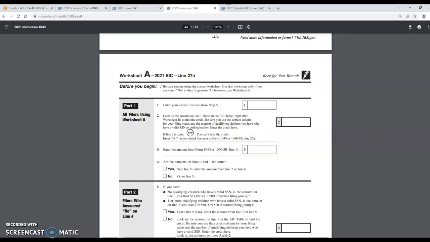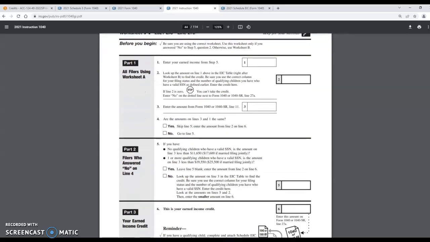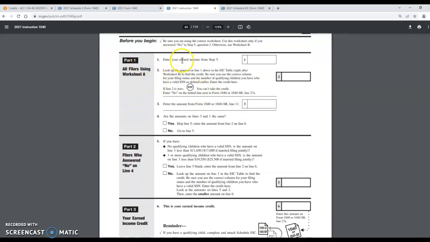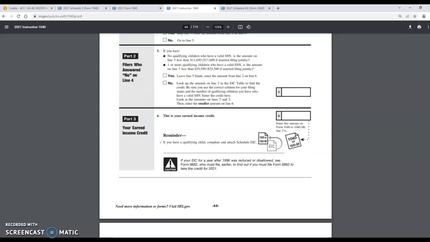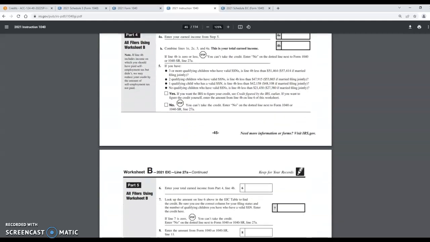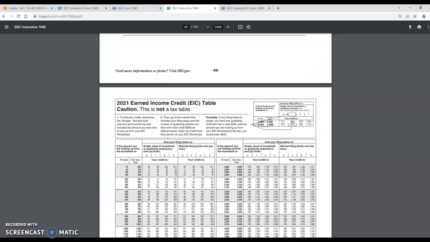So Worksheet A is just one page. It's fairly straightforward. Okay? Line 1, enter your earned income from step 5, which we said was the wages. That's $30,000. Line 2, look up the amount on line 1 in the EIC table. Okay? So we have to go to the EIC table, which is right after Worksheet B.